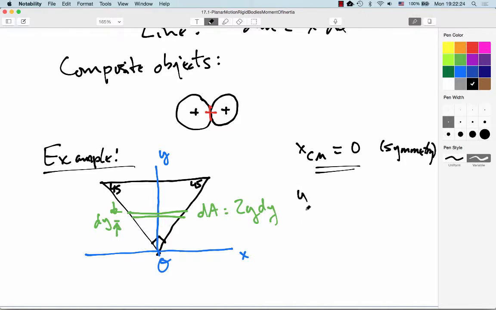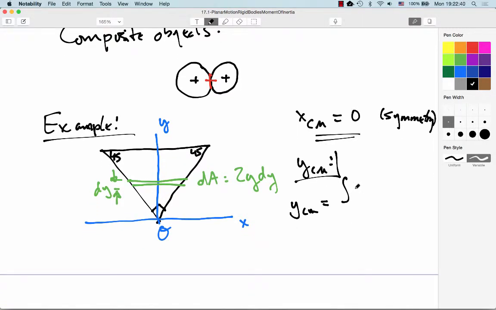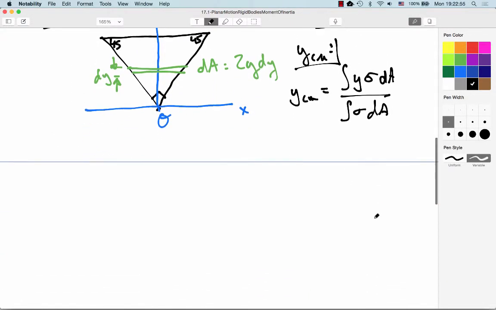And to get the y-coordinate of the center of mass, we'll go ahead and follow our recipe. So we'll say ycm equals, we'll integrate our y-coordinate with respect to our differential of mass, which is sigma dA, and then we will integrate just sigma dA to get an expression for our mass.